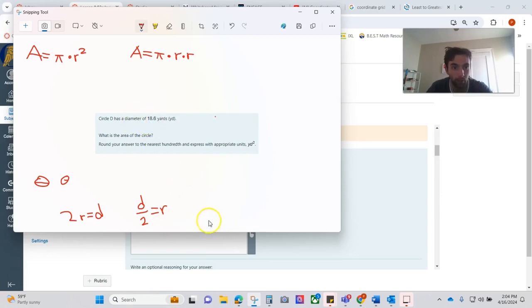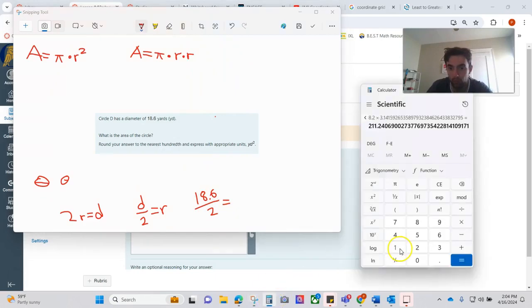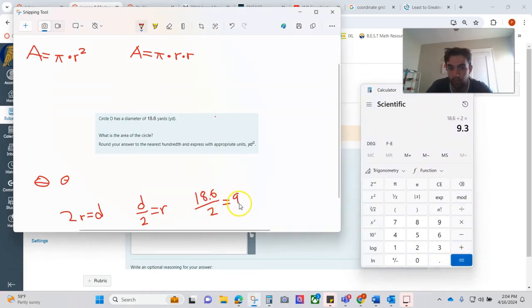We know the diameter of this question, but I want to know the radius. So let's cut this in half and see what we get. 18.6 divided by 2, 9.3. That's our radius. Now let's plug it into our area formula.